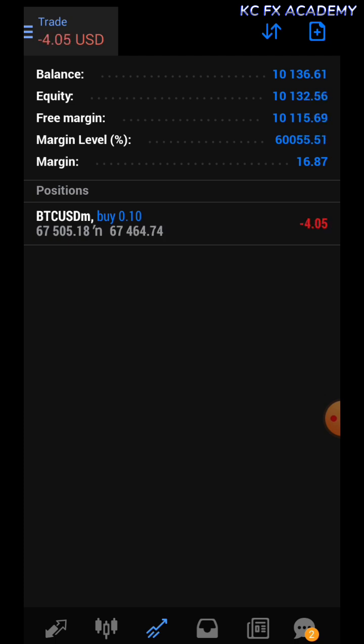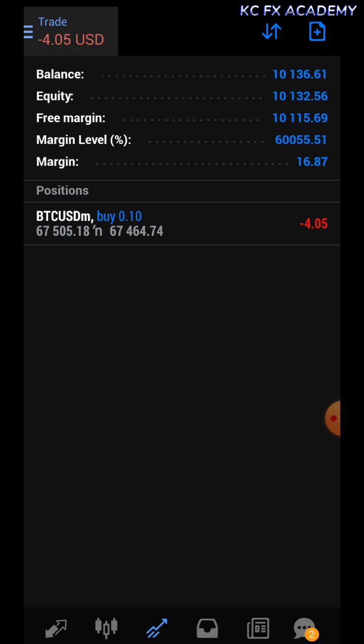Now the equity that we are seeing here is, I'm in a loss of $4. Minusing $4 from my balance gives me my equity. But according to the definition, the equity is the summation of either when you're in profit or in loss. You understand? Now I'm in loss, that means the $4 is what is getting deducted.